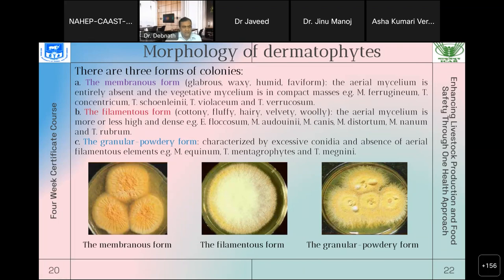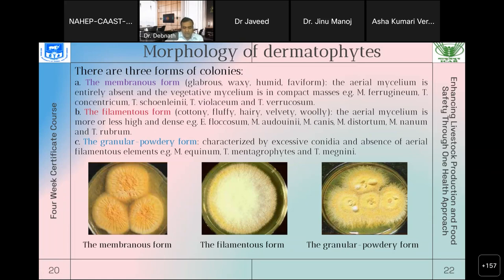The texture of the colonies is different, and the mycelium has a very good role in the identification of the fungal species, because the pattern of mycelium growth actually determines what kind of colony the species is going to produce. When the mycelia are not at all aerial and grow very closely attached to the surface of the media, then the first kind of colony develops, called the membranous form. This colony looks like a thin layer of skin, because the mycelia are not aerial, they are not getting up from the surface of the media. That's why it is called the membranous form.